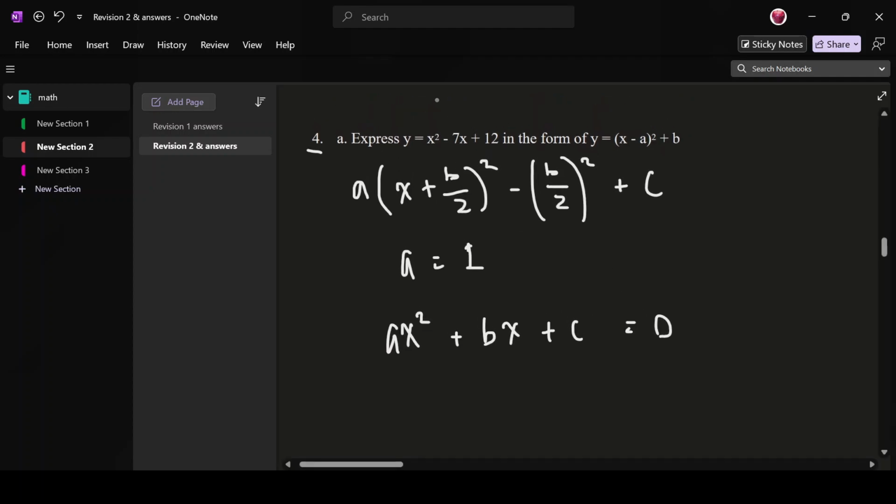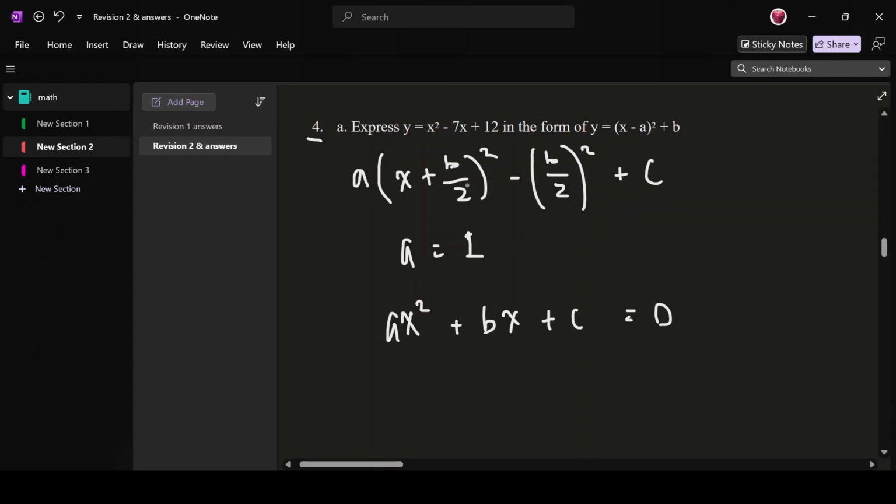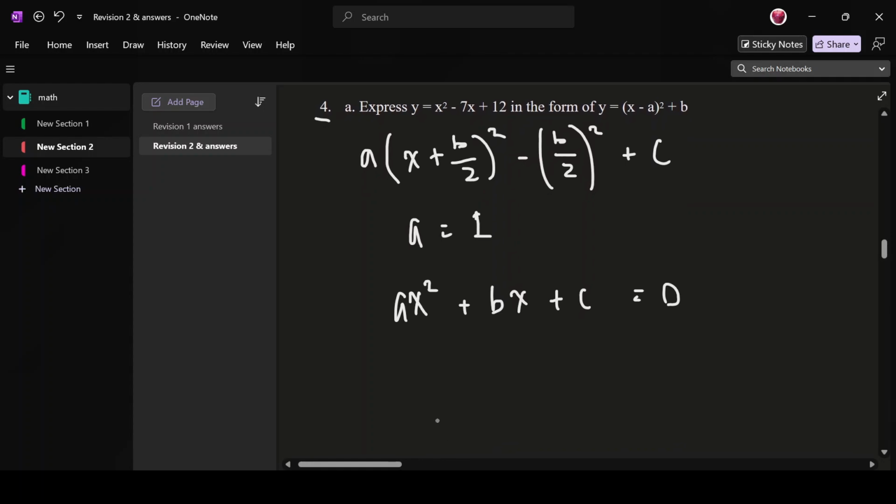So if we take a look at our case here, the a is 1, meaning we can apply this formula immediately. B is -7 and C is 12. So let's just input all those values. Actually, wait, let me write it down first. A is equals to 1, B is equals to -7, and C is equals to 12.